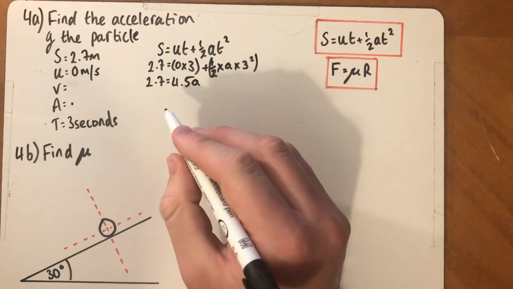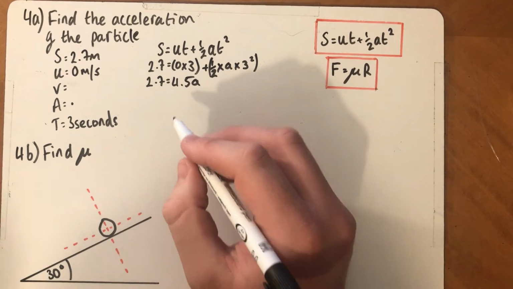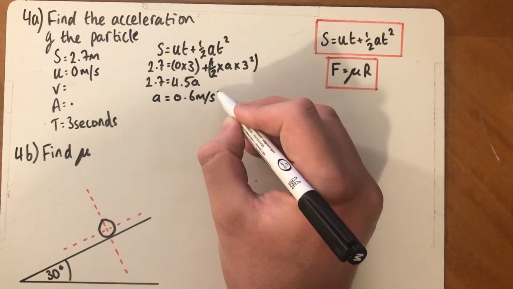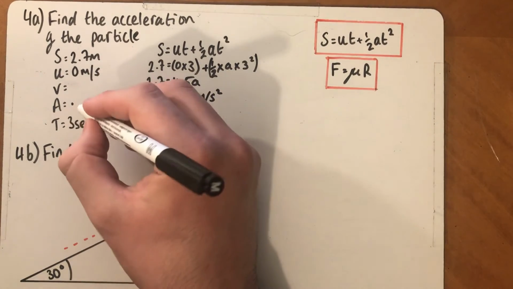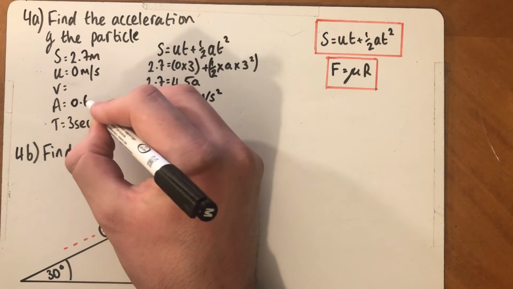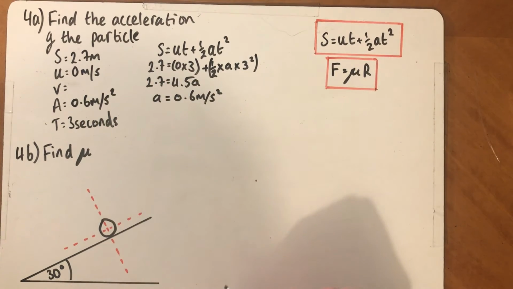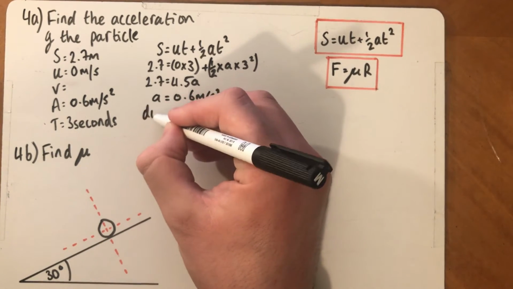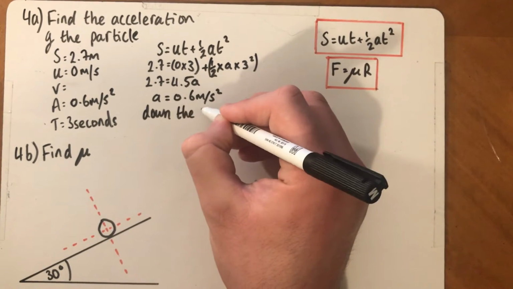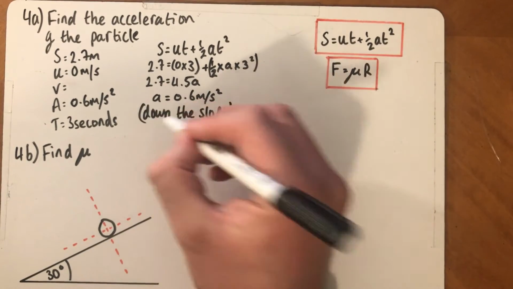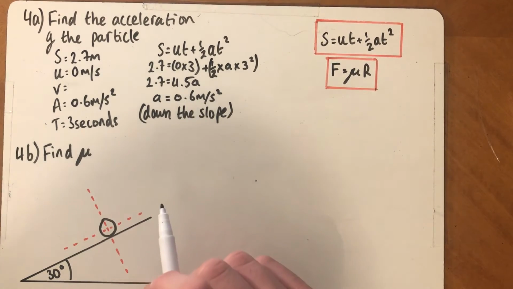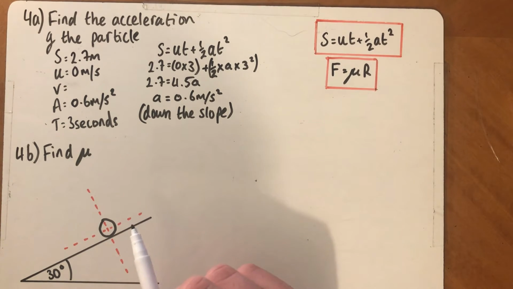Okay, if we divide both sides by 4.5, you should get a to be 0.6 meters per second squared. So we can fill in the acceleration here. We know a is 0.6 meters per second squared. You can also write down the plane if you want, or down the slope, but the fact that the answer is positive is indicative of this anyway. I hope you followed that first explanation.